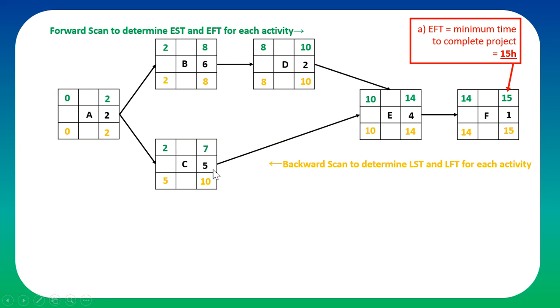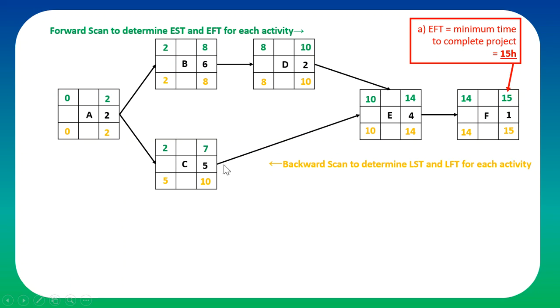For example, C. What C is telling you is that you can start C as early as 2 hours, or you can start as late as 5 hours. What does that mean? This means that if you start at time 5, at 5 hours, 5 plus 5, 10, it will be completed at time 10 hours. 10 is the latest time needed to start E. Because if you start it at any point later than that, the whole project will be delayed.